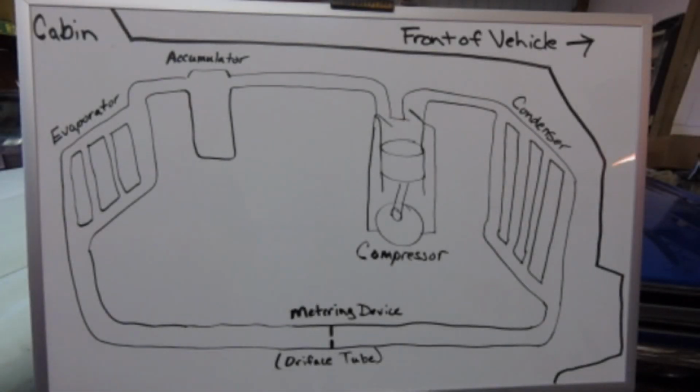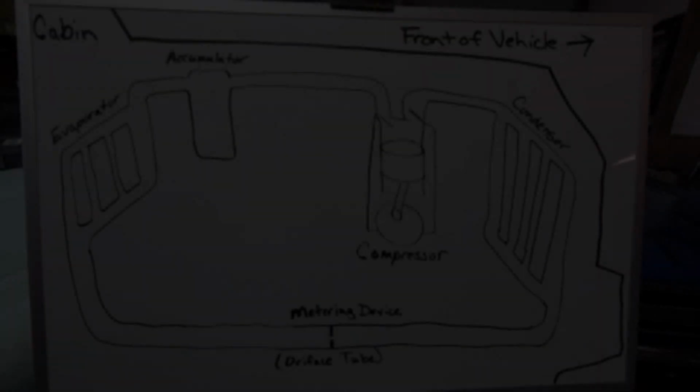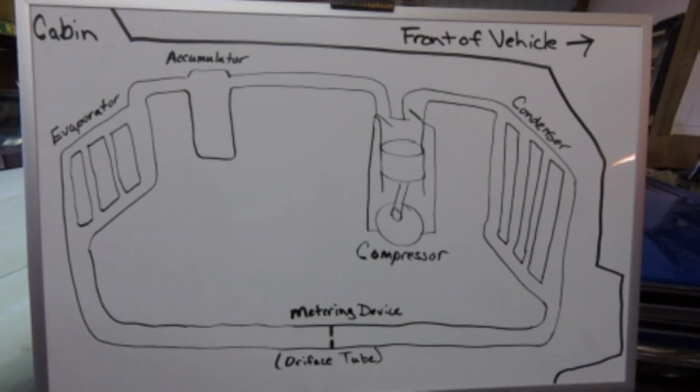The condenser is the component in the HVAC system that takes the high pressure vapor refrigerant and condenses it into a high pressure liquid refrigerant. The metering device, in this case an orifice tube, is the component that drops the pressure of the refrigerant in the system. So it's going to be coming from the condenser as a high pressure liquid and leaving the orifice tube or metering device as a low pressure liquid.